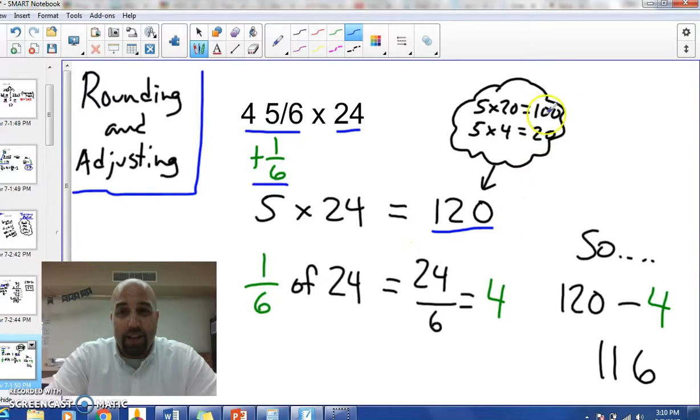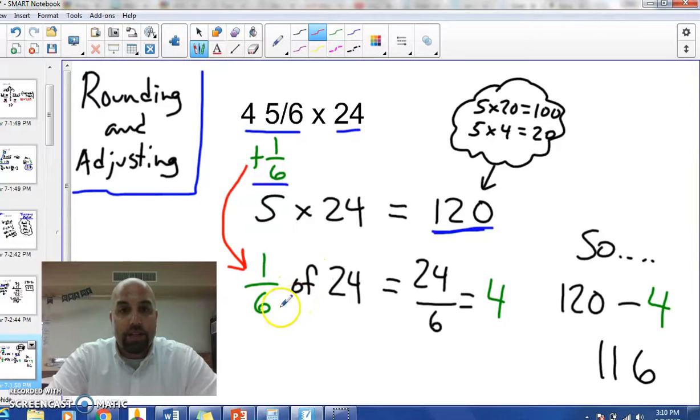If that's troubling, you can remember that you can actually break it apart into add-ins again. I can do 5 times 20, which gives me 100, and then 5 times 4, which gives me 20. 100 plus 20 is 120. But then I added that 1/6. So I've got to remember that I still need to find 1/6 of 24, which again is 1/6 times 24.